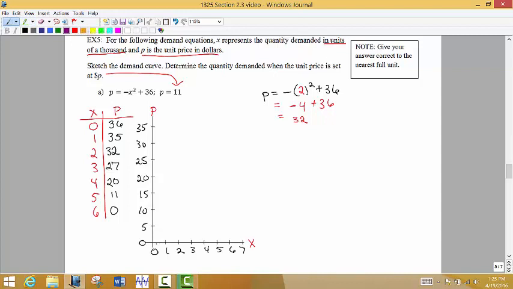All right, let's label our points. So we have 0, 36, which is about right there. We have 1, 35, which is about right there. 2, 32, about right there. 3, 27. 4, 20. 5, 11. 6, 0. Right, I'm going to connect all of these points.